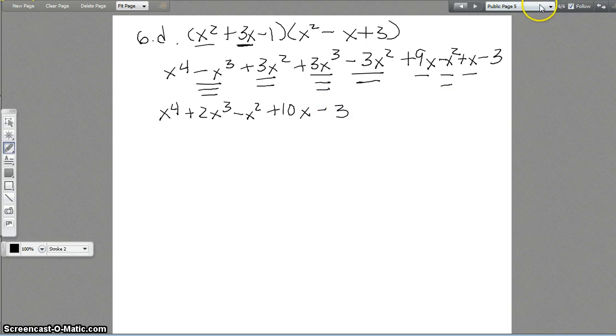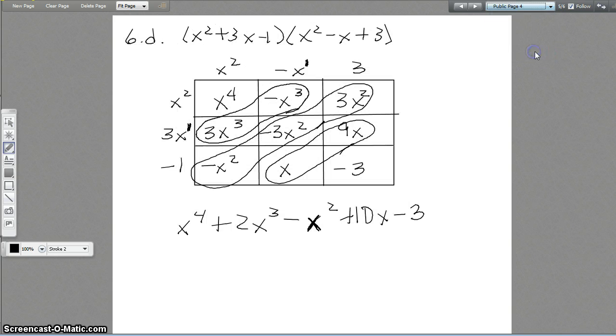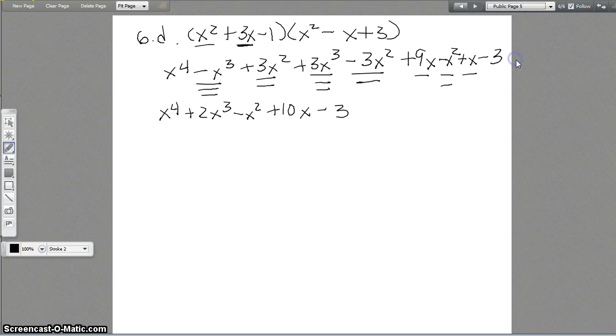And I will flip back to my previous page and you will see the same answer. X to the fourth plus 2x cubed minus x squared plus 10x minus 3. So let me come back here, and you can see it is the same answer, which is what it should be. Okay, so that is how you can work this kind of problem out without doing the grid.